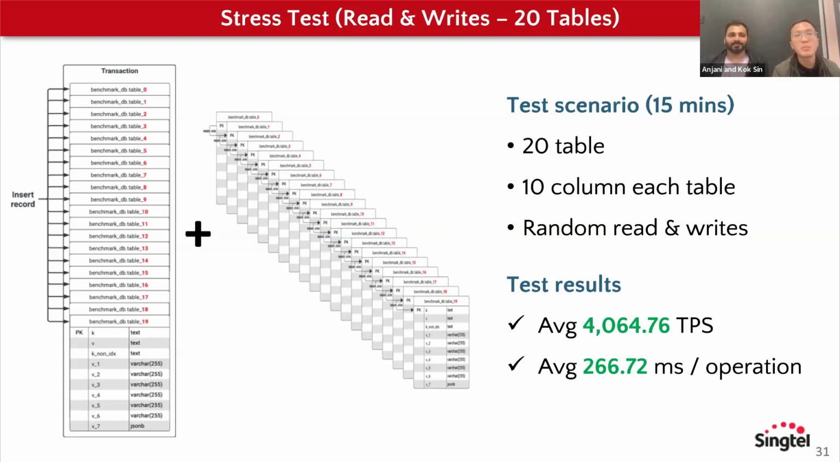Okay. Coming to the next part, instead of doing all writes and all reads, we combine both of the test cases together. So our test scenario goes as 20 tables, 10 columns each table, and we perform random reads and writes. And to our surprise, we managed to achieve 4,000 TPS combined with reads and writes, and also 266 milliseconds per operation.